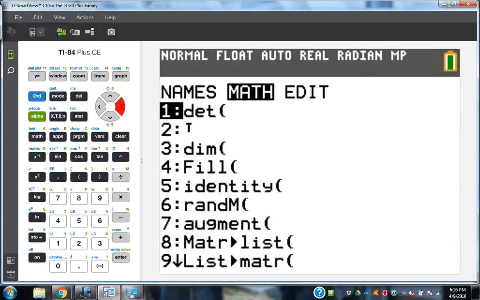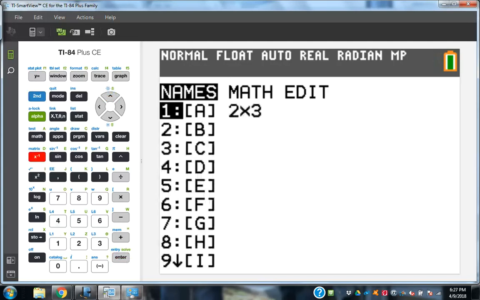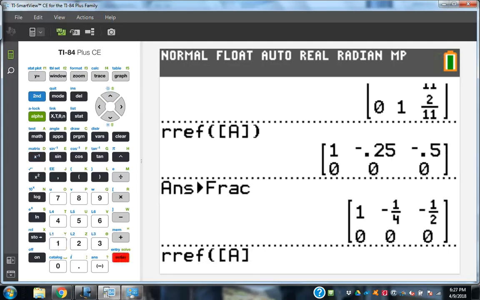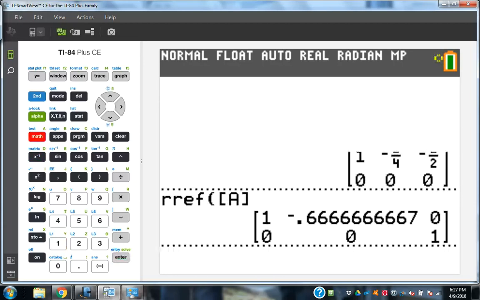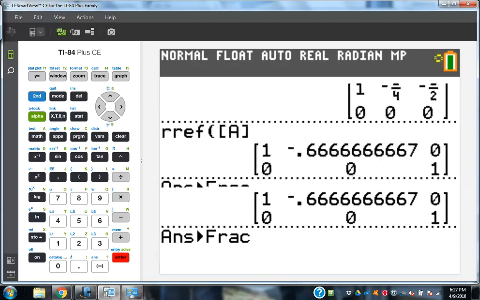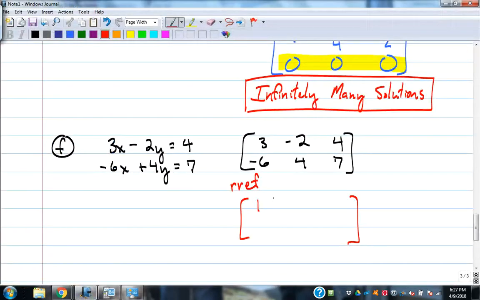Again, I'm going to go RREF of matrix A. There's some decimals in there. I'm going to hit math, enter, just so I don't have to write out those decimals. So I get 1, negative 2/3. There's a 0 there, not that that matters. 0, 0, 1. That bottom row tells the tale.